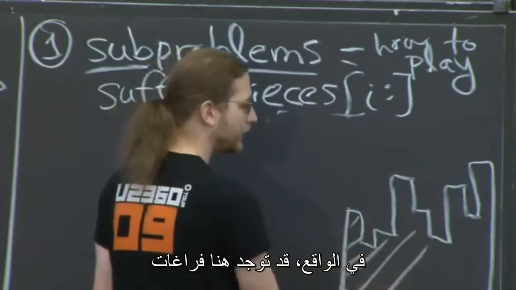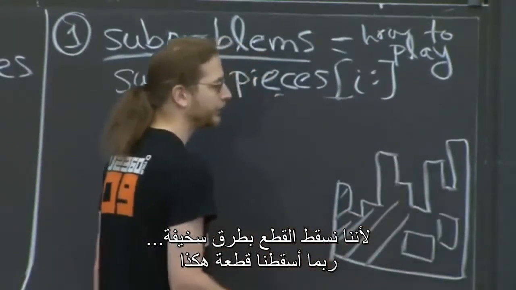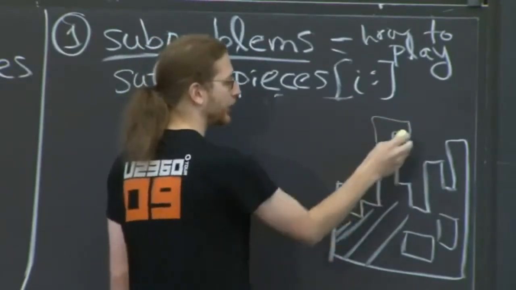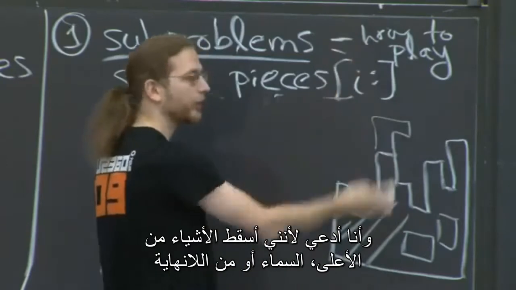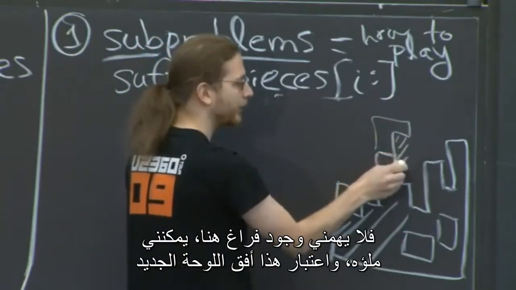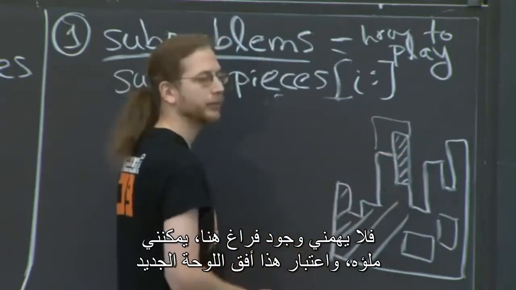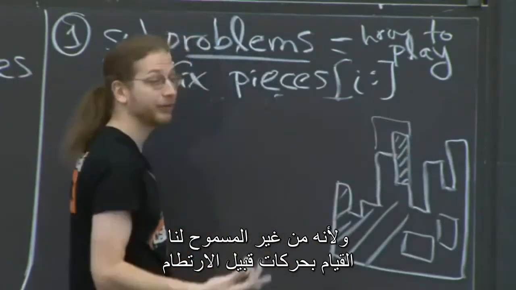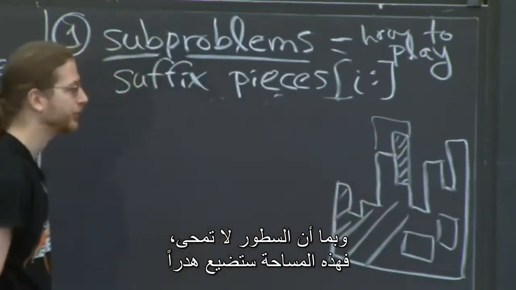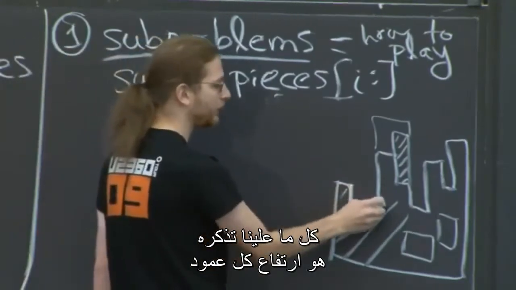Okay, now in reality, there might be holes here, because you drop things in silly ways. Maybe you drop a piece like this. And then I claim, because I'm dropping things from infinity, from the sky, I really don't care that there's a hole here. I can just fill that in and say, OK, that's my new skyline. Because if you can't do these last-minute twists, and if the line's never clear, that's going to be gone. That material is wasted.